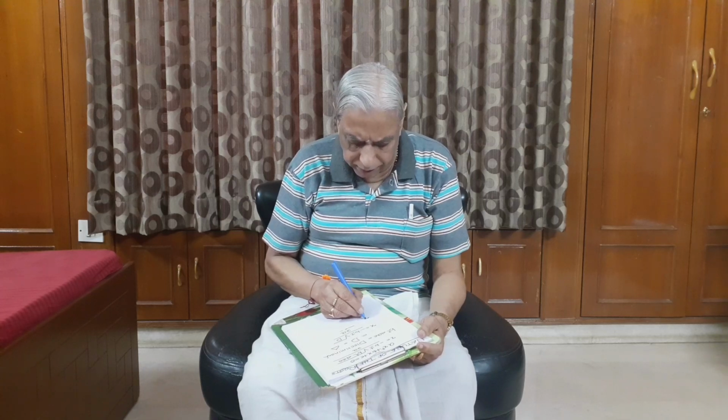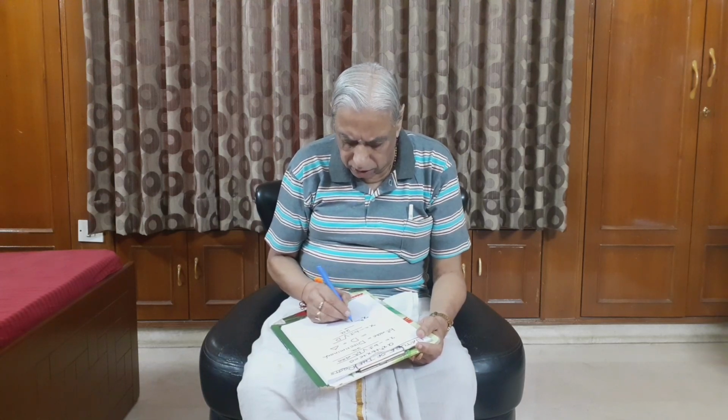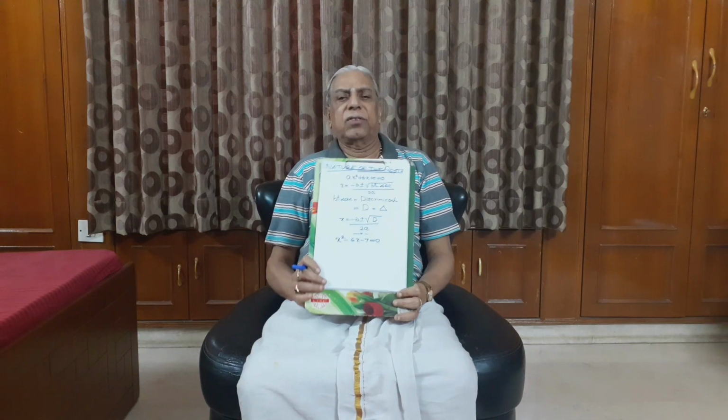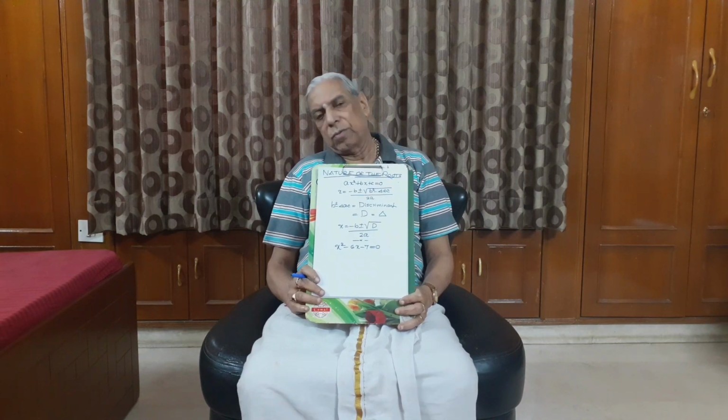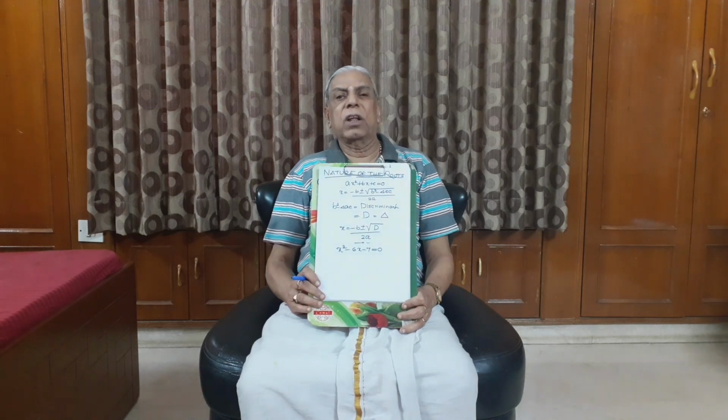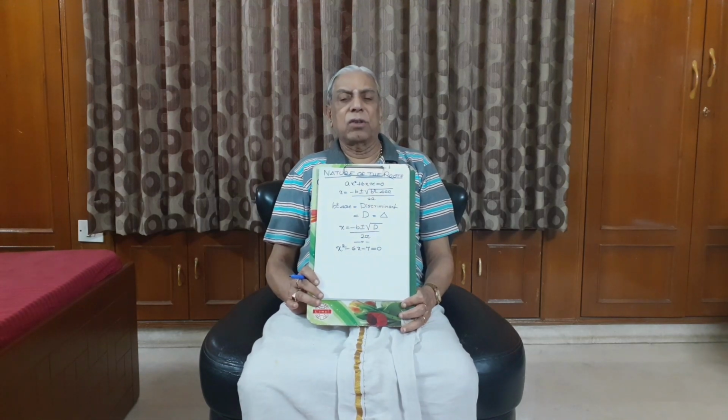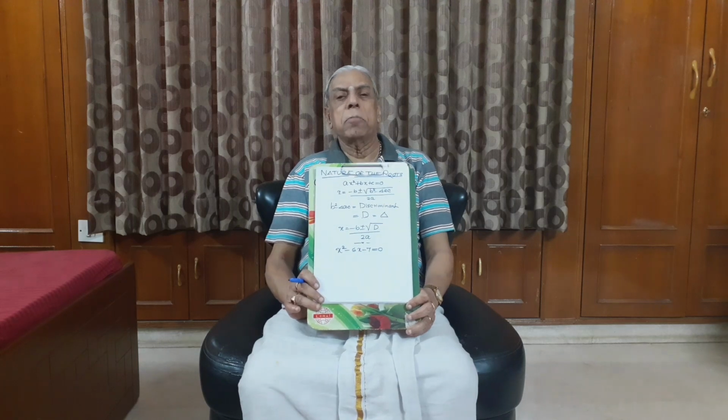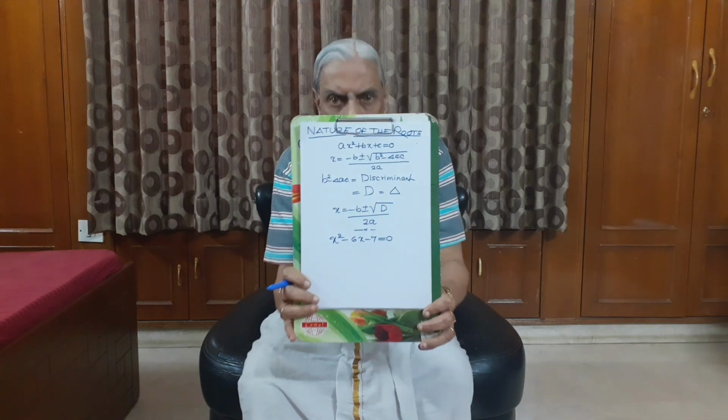x squared minus 6x minus 7 equals 0. See that? x squared minus 6x minus 7 equals 0. To find out the nature of the roots, we'll have to bring it to the standard form. That standard form, ax squared plus bx plus c is equal to 0.